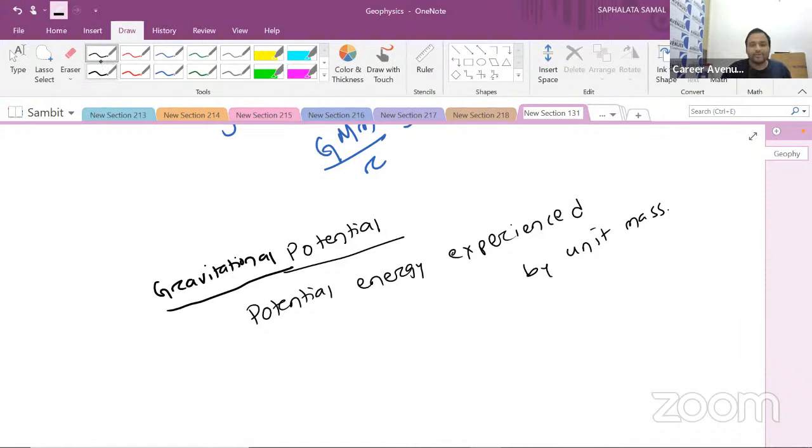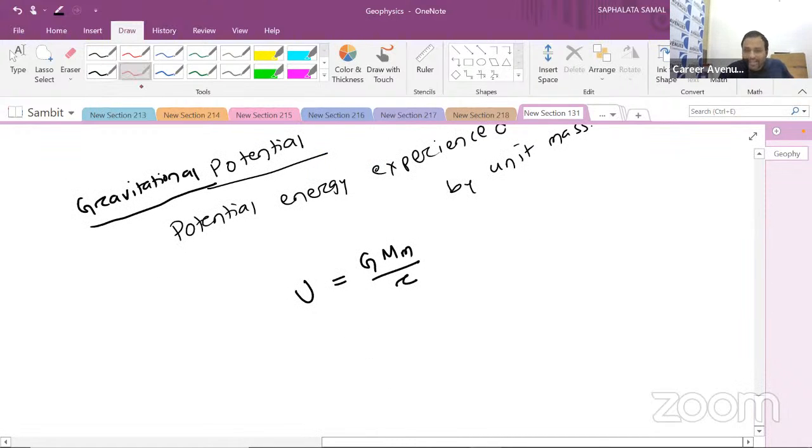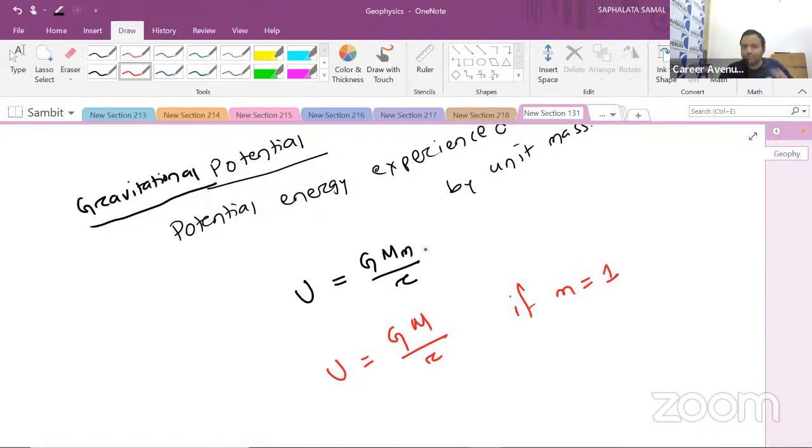For example, if I write the potential energy equation, it is GMm by r. Now, if I make the small m unit mass, what will be the potential energy? It will be GM by r. If small m is 1, if I'm throwing a 1 kg object or 1 kg tennis ball upward, when it comes down, how much potential will it be absorbing? It will be GM by r, which is called the potential. So I will write it as potential, let's say P, the potential GM by r.